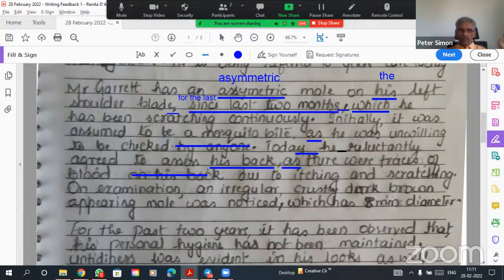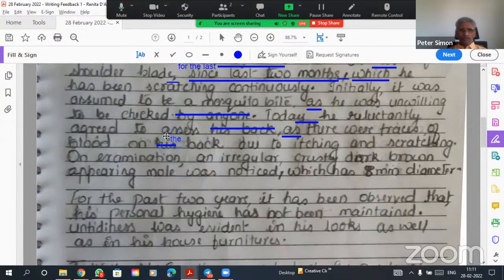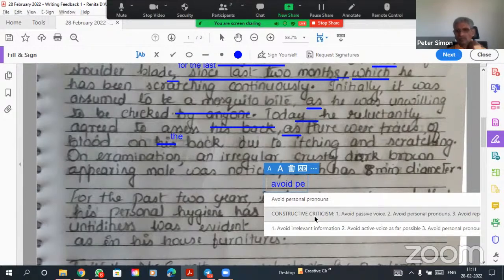Otherwise you can remove this back here and keep this one here. Due to traces of blood on the back, don't use his again and again. Avoid personal pronouns, the back. It's correct only, it is not wrong, but the quality is not excellent. So avoid the personal pronouns. So this is it.